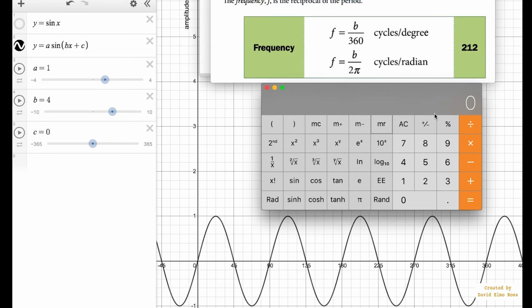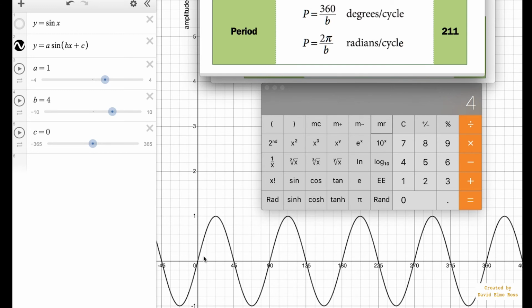Our frequency is now going to be 4 divided by 360, which is this value here. Now if we take that and divide it by our other frequency that we had here, we can see that it's 4 times the frequency. So increasing this to 4 has increased our frequency by a factor of 4, but it's changed our period by a factor of 1/4 of the entire wave here.